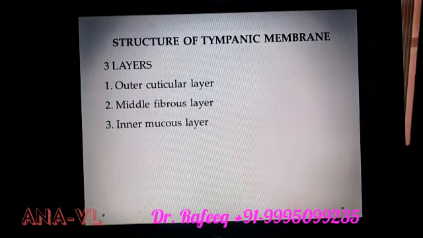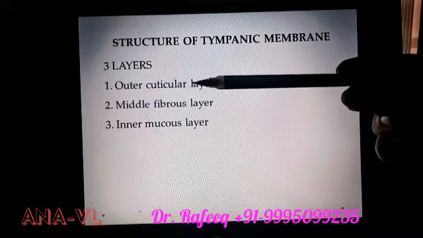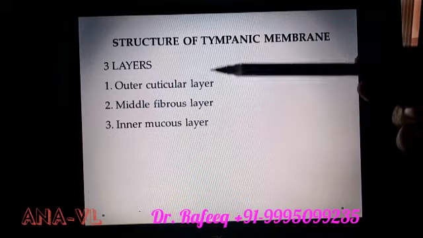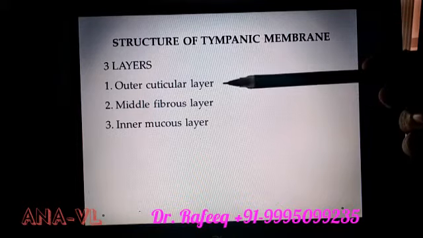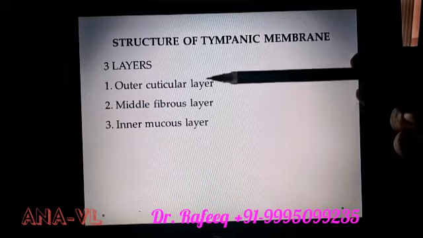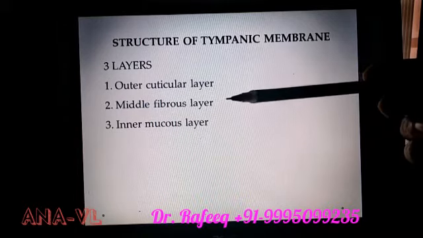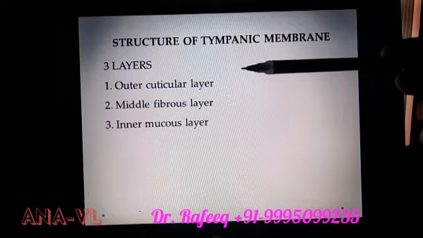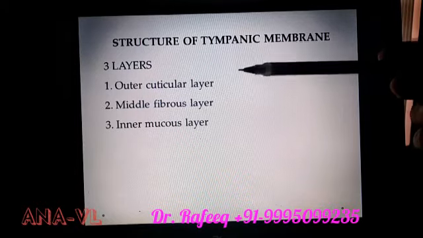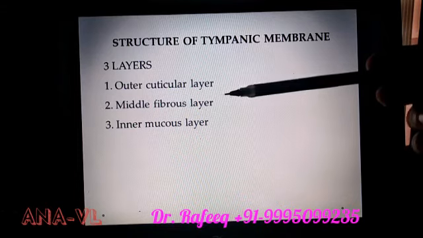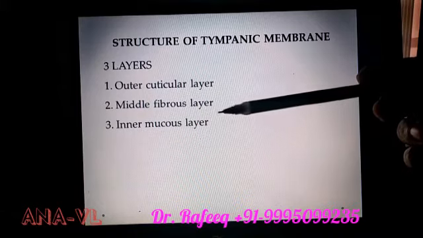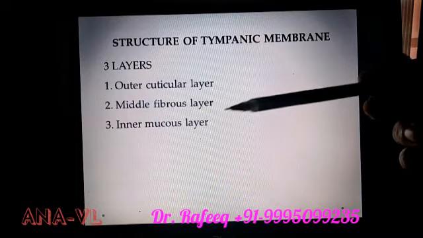Next we will explain the structure of the tympanic membrane. If you take a cross section, the tympanic membrane is formed by three layers. The outer layer is called the cuticular layer, the middle layer is called the fibrous layer, and the inner layer is the mucous layer. The outer cuticular layer shows the nature of skin, that's why it is called the cuticular layer. The middle fibrous layer is made up of fibrous tissue, with fibers arranged in two layers: the superficial layer, which is radiating, and the deep or inner layer, which is circular. And the inner mucous layer is lined by low columnar ciliated epithelium, which is the lining epithelium of the middle ear cavity.